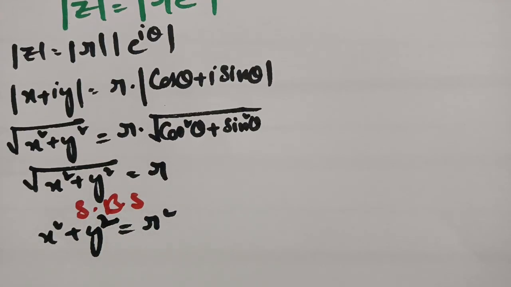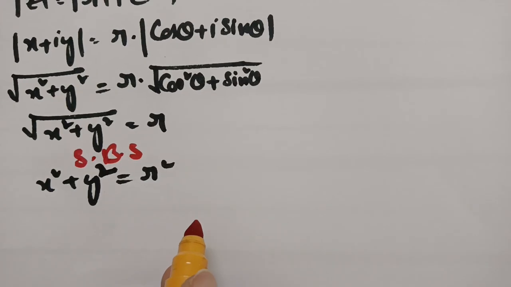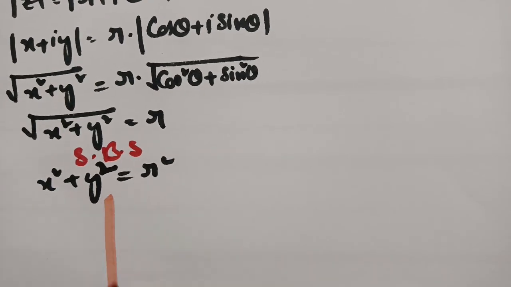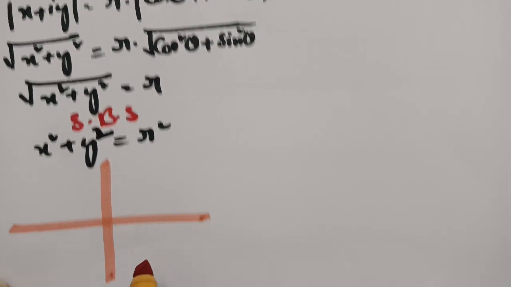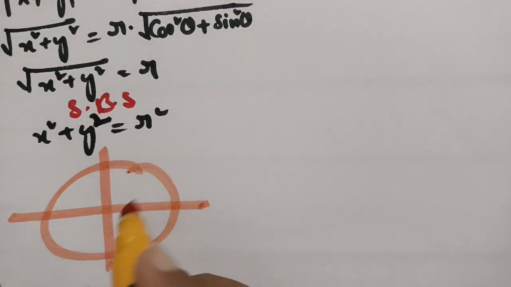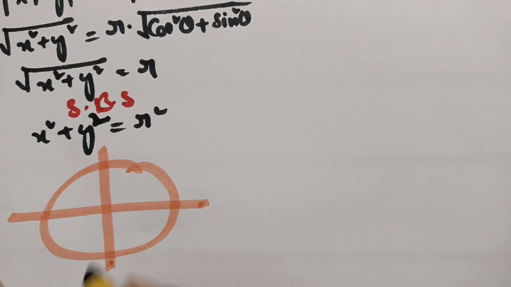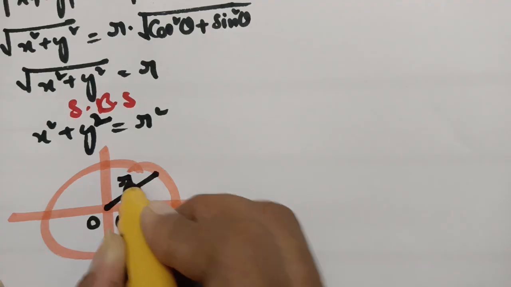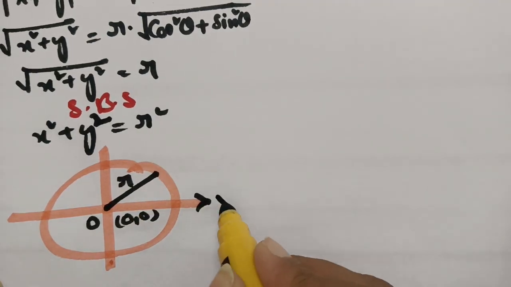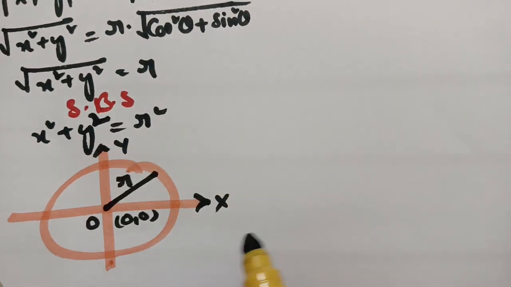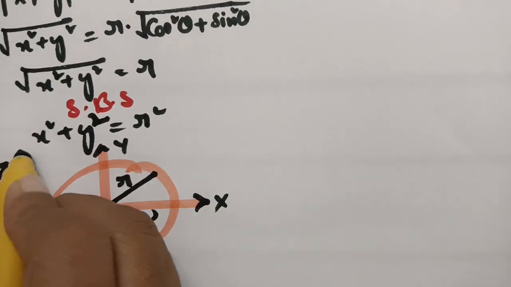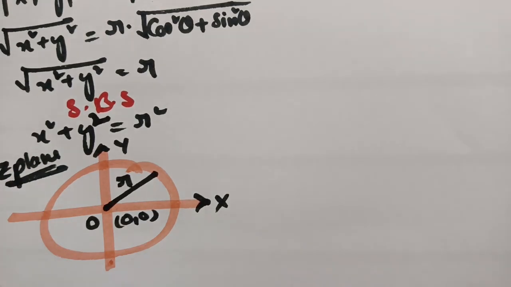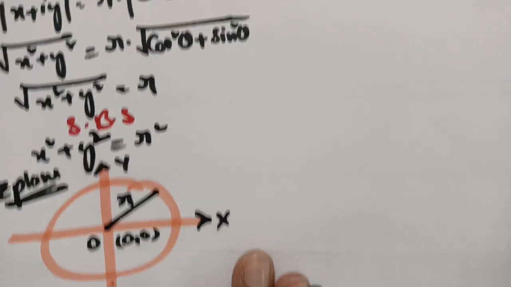As you can see, this is a circle. So in the z plane, this will be a circle with center 0 comma 0 and radius r. This is the x-axis and this is the y-axis. So this is the z plane, and this is the representation of a circle.